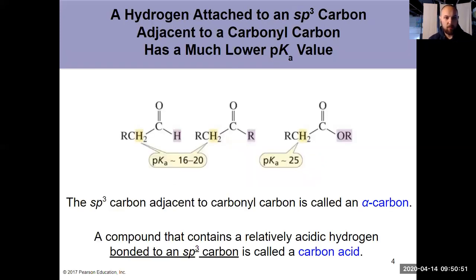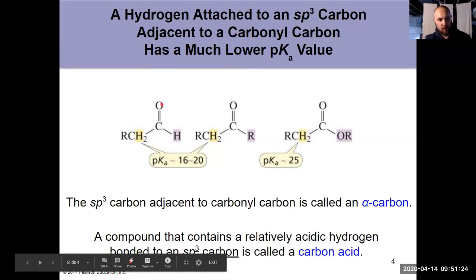And that lower pKa value, you see here a range of 16 to 20 on aldehydes and ketones and 25 on esters. Why are they so much lower than that 60 that we saw before? Well, that alpha carbon obviously must be acidic based on the acidity-basicity principles we've always been discussing. It must have a more stable conjugate base. And I hope you're already thinking, all right, it must have something to do with that carbonyl. And in fact, it does.